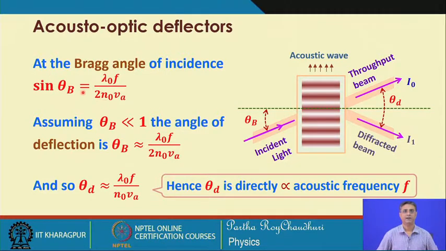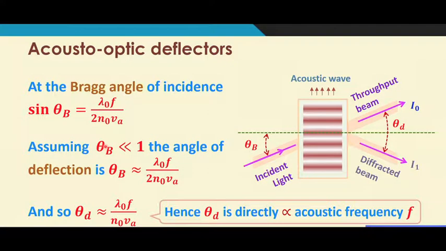So, now let us look at the Bragg condition, that sin theta b is equal to lambda 0, the optical beam wavelength, and f is the acoustic frequency, n 0 is the refractive index of the modulator cell medium, and V a is the acoustic wave velocity. So, assuming small Bragg angle diffraction, that is theta b is very small, then the deflection is theta b, and so delta theta d is directly proportional to the acoustic frequency.